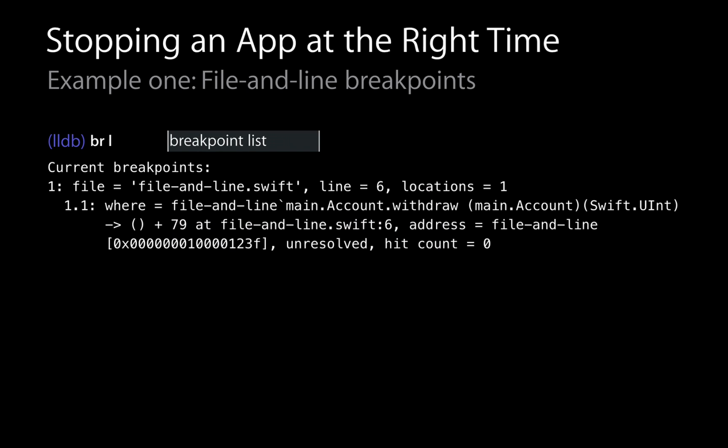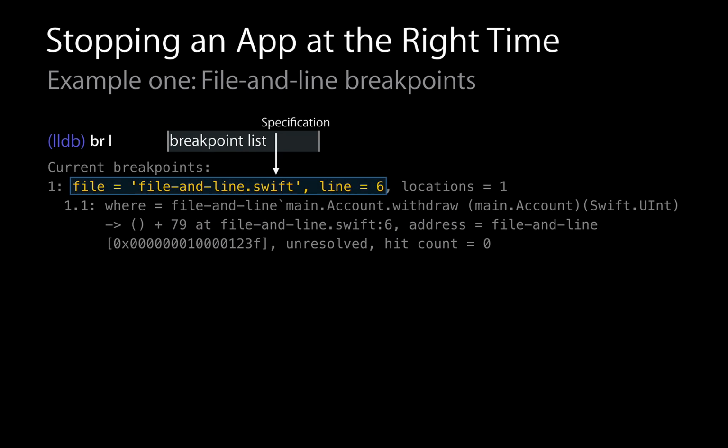Now, once you've set that breakpoint, you can look at the breakpoint list to see all those attributes I was talking to you about earlier. The first thing that's relevant here is the specification of the breakpoint. lldb will tell you that you wanted a breakpoint at a certain file and a certain line. The cool thing is, lldb also tells you all the locations it actually found for that breakpoint. Now, in this case, there's only one location, but there might be more.